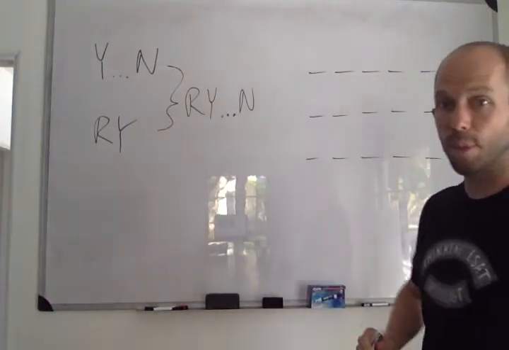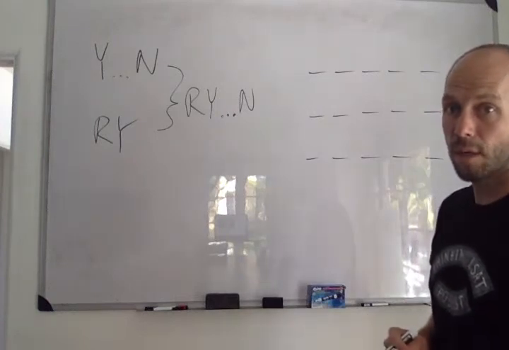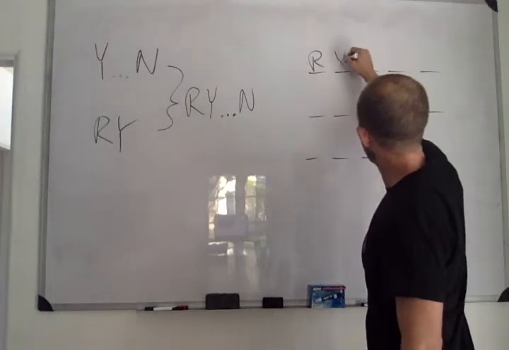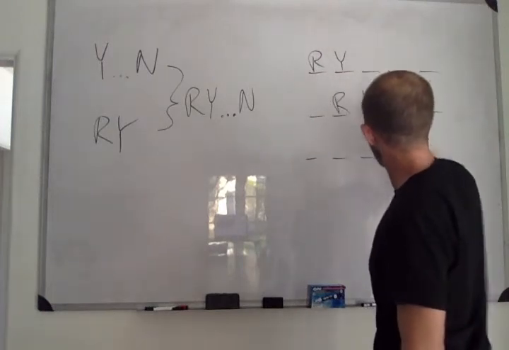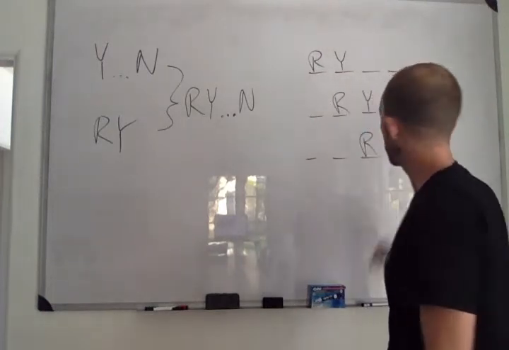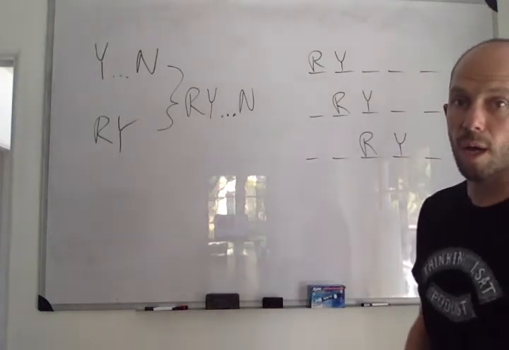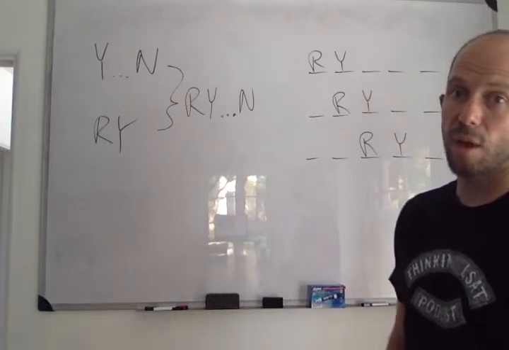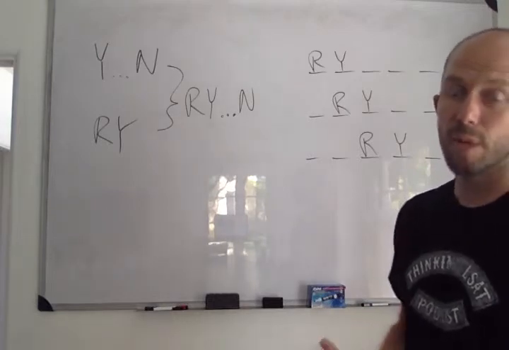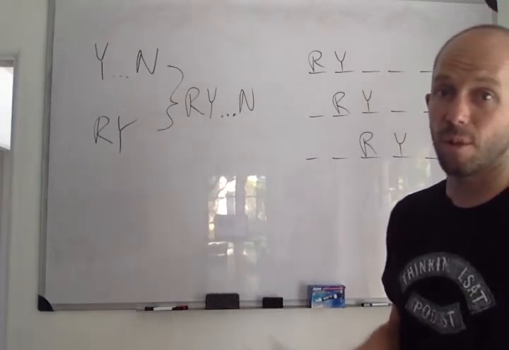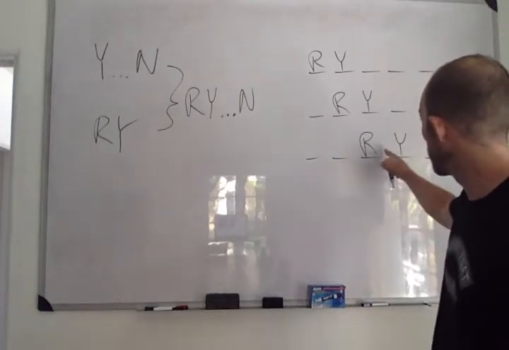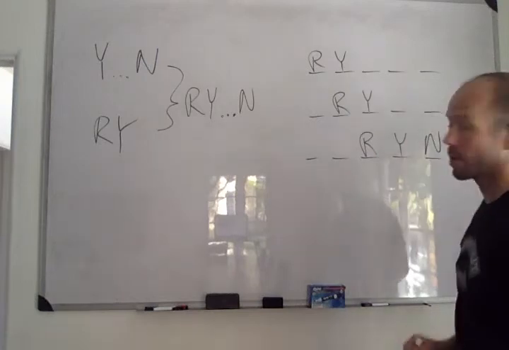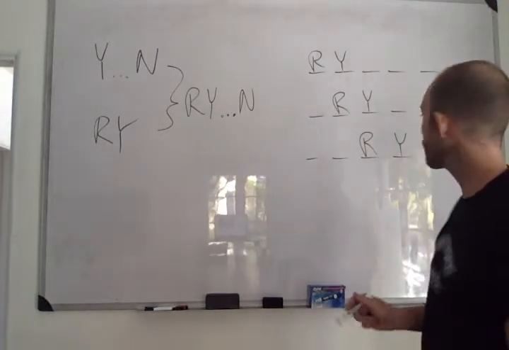I've got 3 templates, and the first thing I'm going to do is just put RY in the 3 different places where RY can go. And once I've placed the RYs, then the n becomes trivial almost. Well, in some cases, like here, when RY are second and third, then the n must go here in order to be after RY.